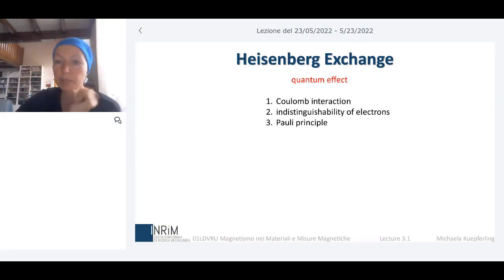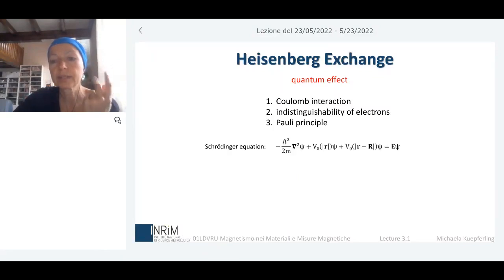Okay, so Heisenberg exchange. How can we derive Heisenberg exchange? I will not do this in detail with you here, but I will give you the main ingredients for deriving Heisenberg exchange. First of all, it's a quantum effect. We need as ingredients the Coulomb interaction. We need the indistinguishability of electrons, and we need what I already said, the Pauli principle. So let's go through this recipe, let's say, of deriving Heisenberg exchange.